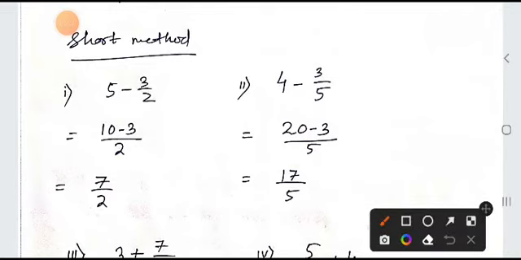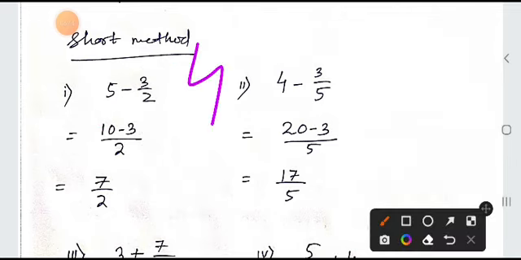What is the short method? When you are trying to subtract a fraction from a whole number, just multiply the denominator with the whole number, that is 2 5s are 10, and subtract the numerator. It is the subtraction process. So 10 minus 3, that is 7. So 7 upon 2 is the answer.